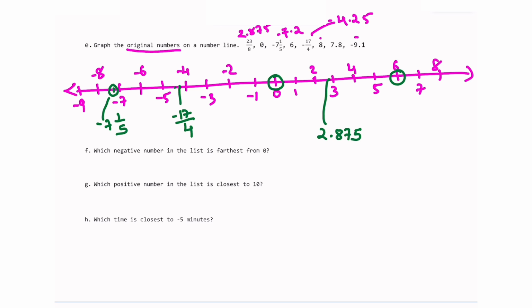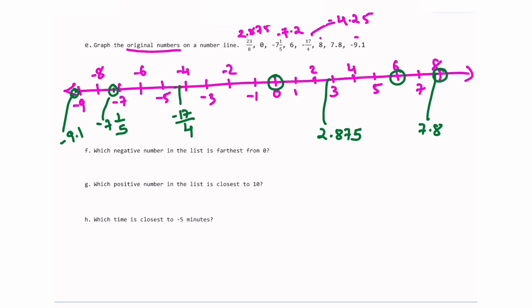Then the next one is 8, the whole number. Here, 7.8. So somewhere here, 7.8, right? Closer to 8. And then I have minus 9.1. So somewhere here, minus 9.1. So I've marked all my numbers, right? 1, 2, 3, 4, 5, 6, 7, 8. I've marked all my numbers here. So that's how you'll mark it, the original, no absolute values.